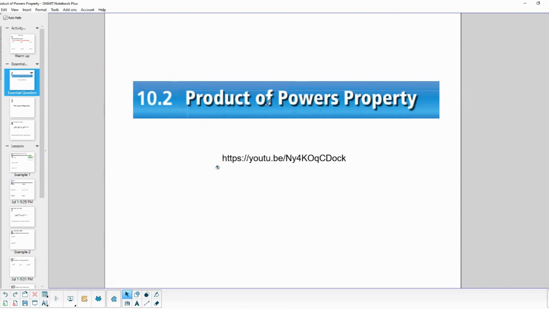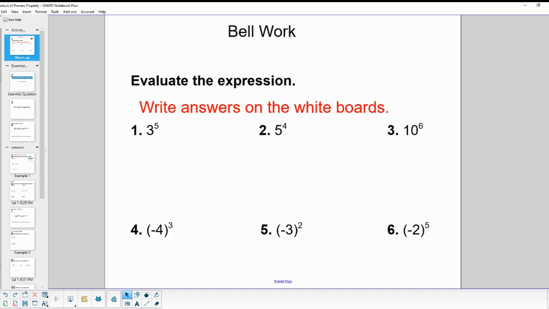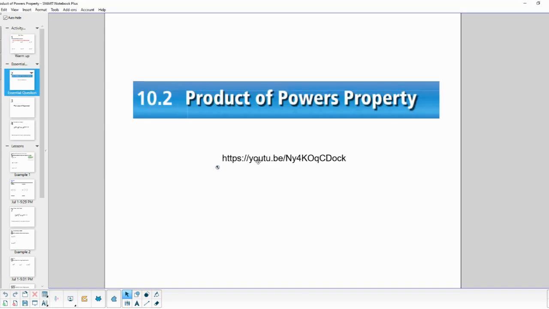If you're watching from home, this is on the product of powers property. It's the second in our series, the beginning of our exponents unit. And yesterday, or in our last video, we explored some of these types of questions. Write those answers out, and how do we use exponents? So if you're watching from home, click on this video and take a look. It'll give you some insights on how to understand this. Otherwise, you're watching another video that does the same thing.